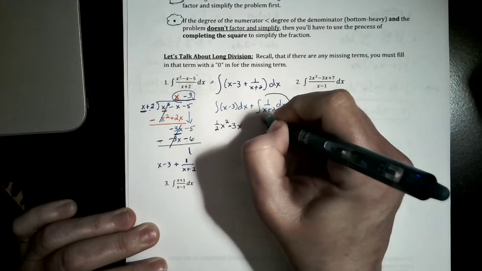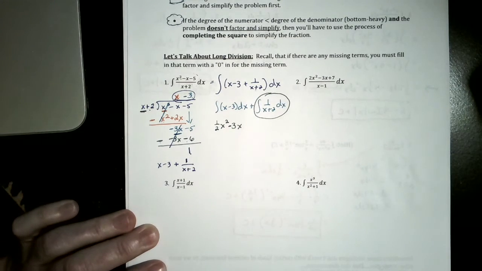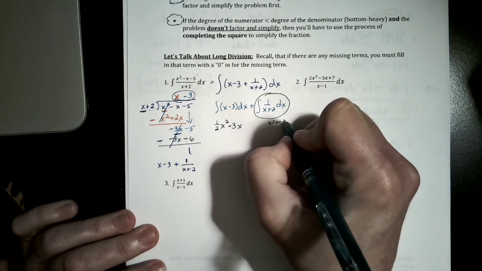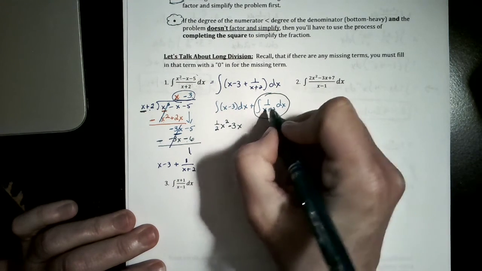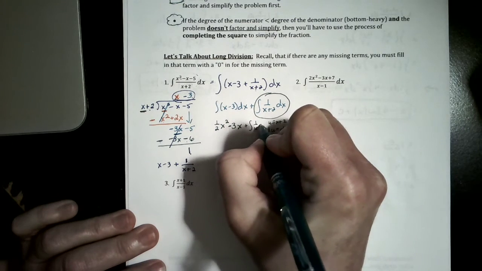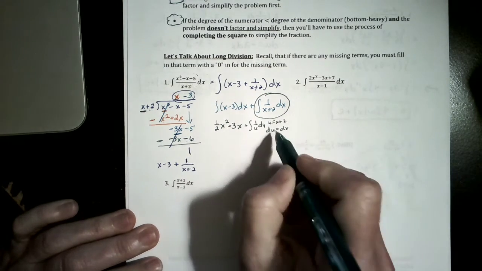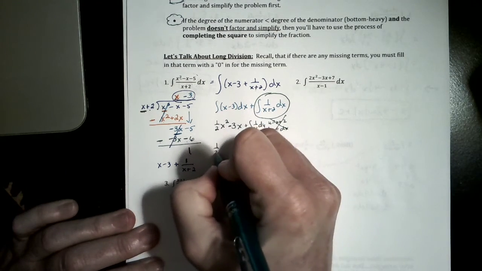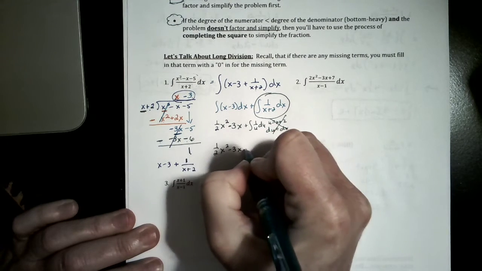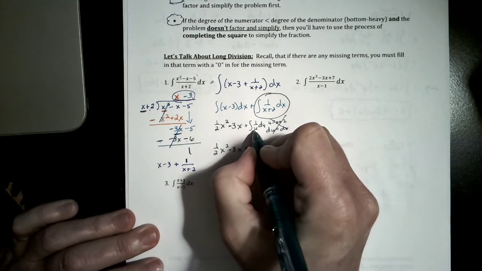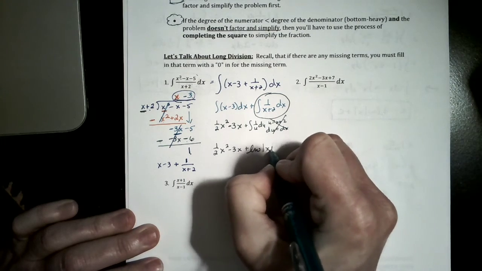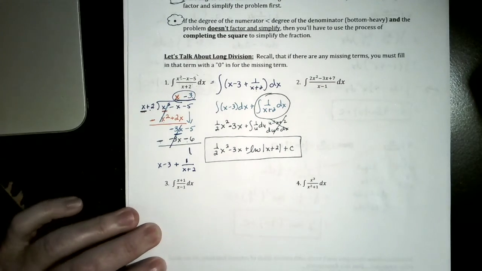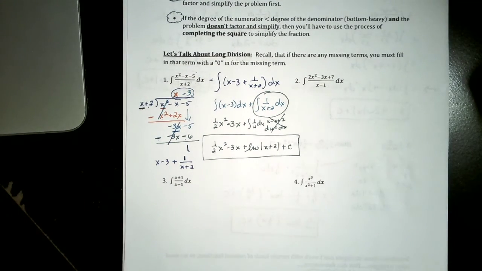Hopefully, by now you have recognized that this is a u substitution. U is equal to x plus 2. Du is equal to dx. So that just becomes the integral of 1 over u du. And if you start to recognize this pattern, you don't even have to write that stuff out. So I get 1/2 x squared minus 3x plus the natural log of u, which is x plus 2, throw it in absolute value signs, plus c. These are not the prettiest answers in the world, but that's how you do them.